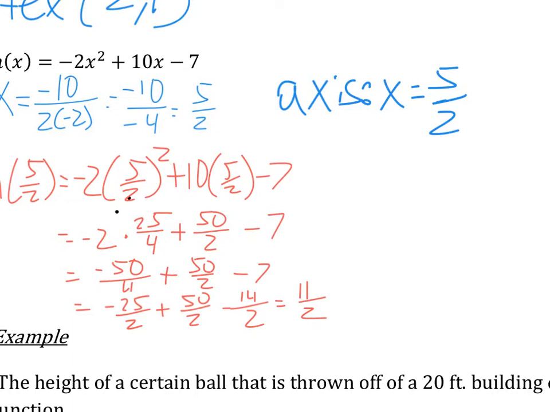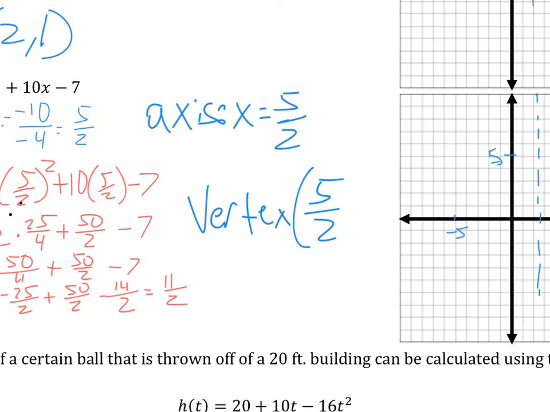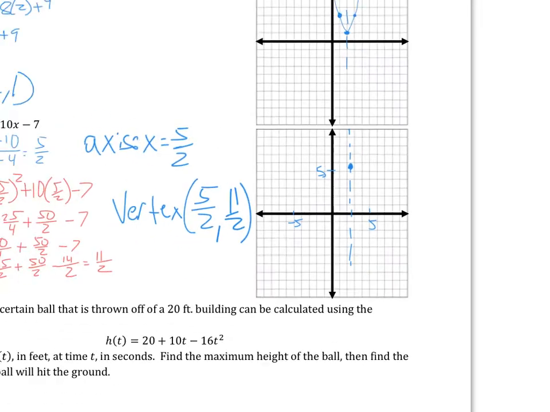So we know our vertex now is at, our x-coordinate is 5 halves. That comes from our axis of symmetry. And our y-coordinate we just found to be 11 halves. Now for graphing's sake, just think about these as decimals. So 5 halves is 2.5, and 11 halves is 5.5, somewhere up here. Okay? So there's our vertex right there.